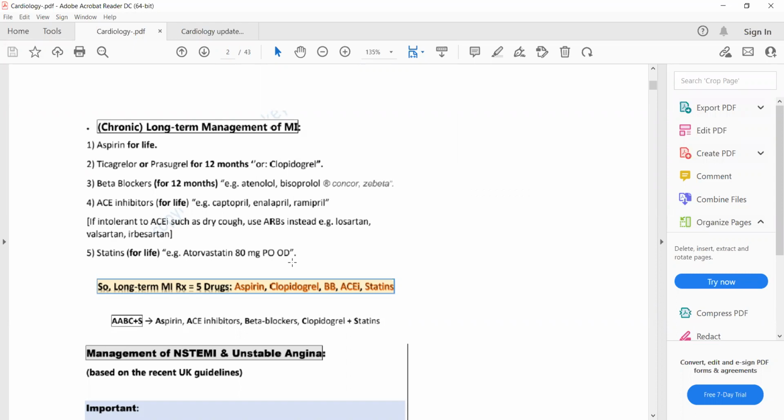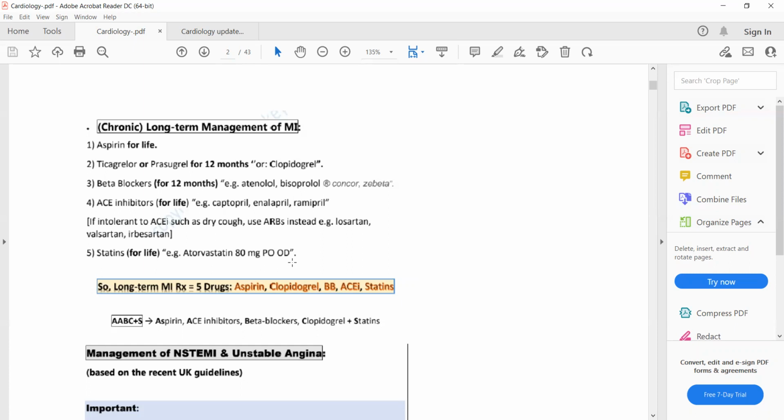Dr. Shafraz, can you confirm the duration of statin plus clopidogrel? For life, I think. You start with aspirin first for 2 weeks, and then go to clopidogrel. Yes, aspirin 300 mg for 2 weeks, and then clopidogrel for life.